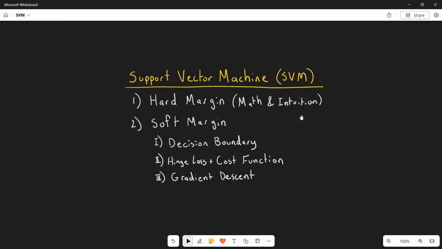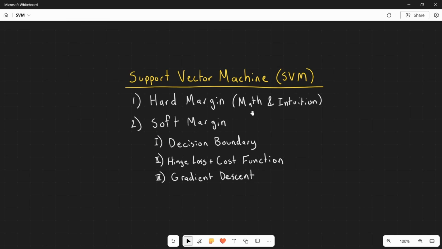And the first thing we'll be doing in this video is looking at hard margin support vector machines, mainly just looking at the math and intuition behind it. And once we have a good grasp of the math that's going on in support vector machines, we can expand out into the soft margin support vector machine, which will be applied to more real world problems with real world data. And this is where we're going to go into the math and intuition and implementation of the decision boundary, the loss function and its cost function, and then into gradient descent.